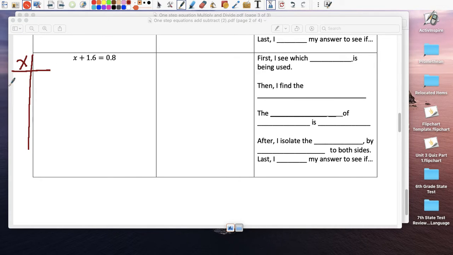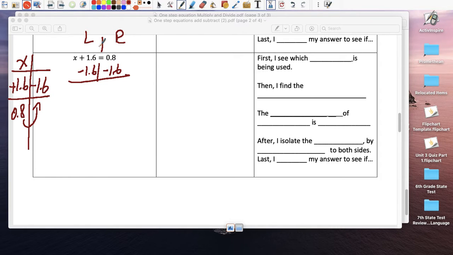Variable x, I'm adding 1.6, and that gives me 0.8. Going backwards, I'm going to subtract because that's the opposite of addition. Left side, right side, minus 1.6, minus 1.6. 1.6 minus 1.6 is 0. X comes down. 0.8 minus 1.6 is negative 0.8. Negative. Let's do a check.